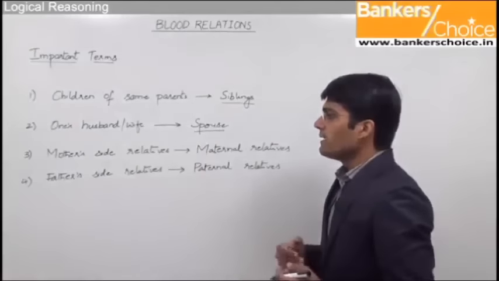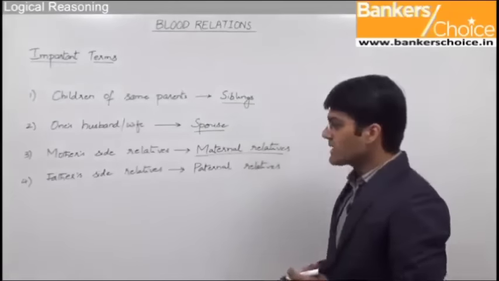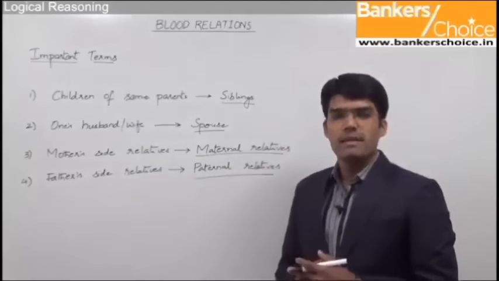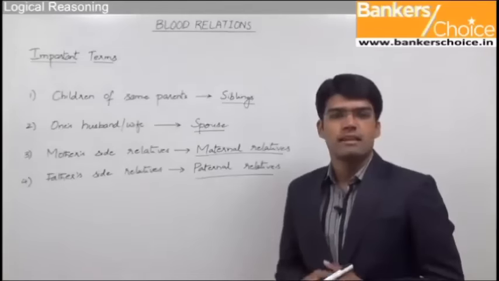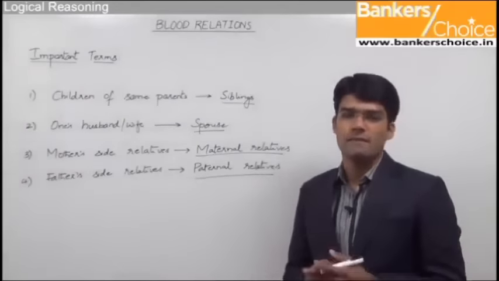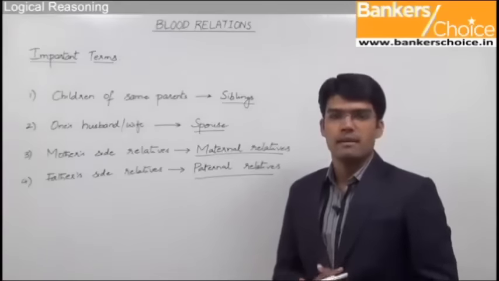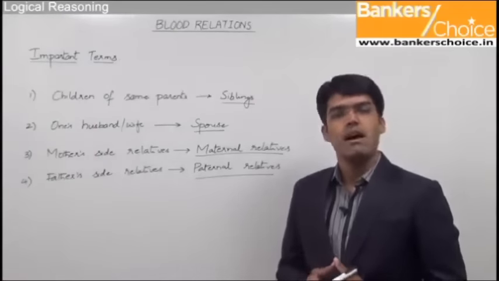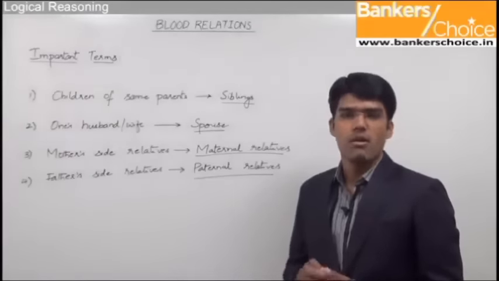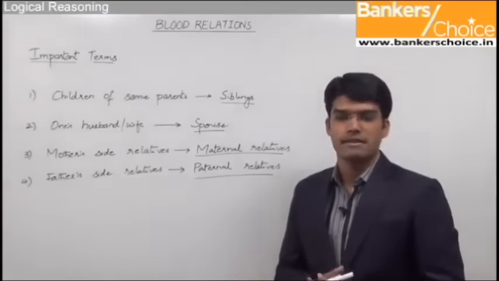The third point is mother's side relatives are all known as maternal relatives, and the next one is father's side relatives are all known as paternal relatives. For example, we know that uncle is nothing but mother's or father's brother, but to be specific, mother's brother and father's brother can be differentiated as maternal uncle or paternal uncle. That means maternal uncle is mother's brother and paternal uncle is father's brother. Similarly, we can use these terms maternal or paternal for all relations which are similar on mother's and father's side.